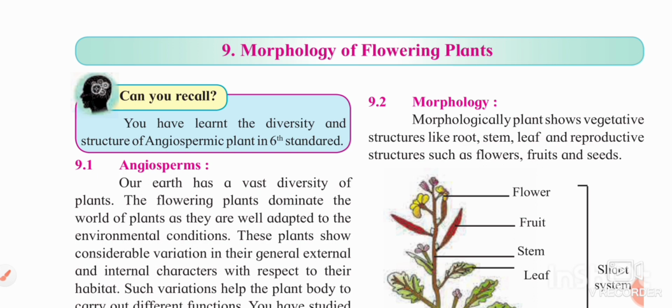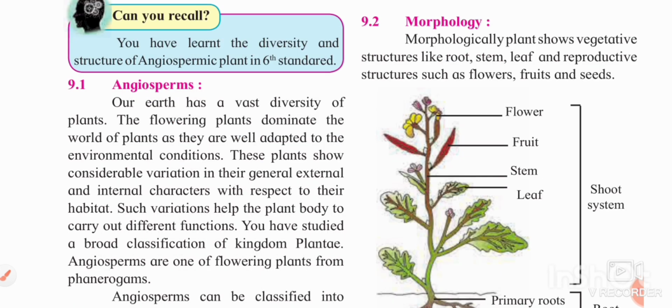So starting with the chapter, when we study about angiosperms, these are the flowering plants. These come under the category of flowering plants. इनके पास seed होती है. The seeds are enclosed in the ovary and it belongs to the phanerogams.